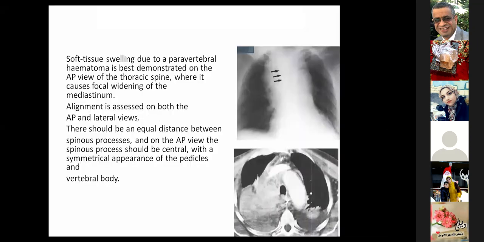Soft tissue swelling due to paravertebral hematoma is best demonstrated on the anteroposterior view of the thoracic spine, where it causes focal widening of the mediastinum. Here on the chest X-ray, there is widening of the mediastinum. The same patient on CT shows a large hematoma.